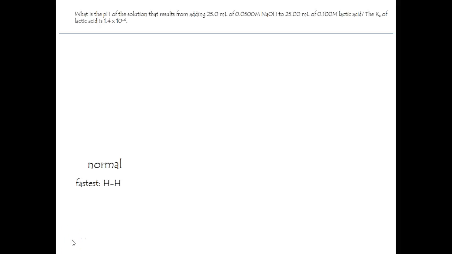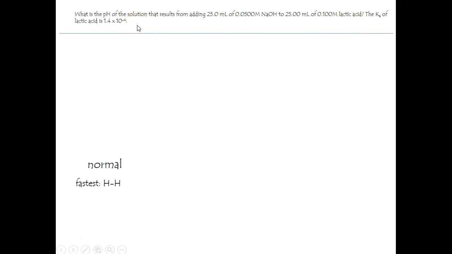Here's another example of a pH of a buffer system type problem. What is the pH of a solution that results from adding 0.25 moles of a strong base, sodium hydroxide, to a weak acid, 25 mL of 0.1 molar lactic acid? Notice that the concentration of the sodium hydroxide is less, so we have a little bit of an excess of lactic acid. They give you the Ka of lactic acid.